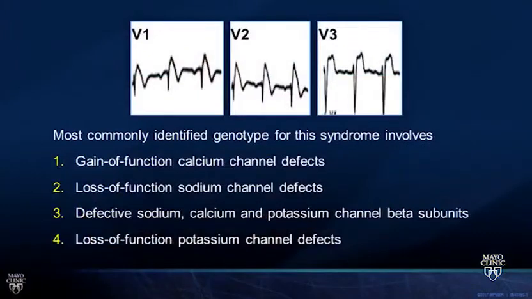So the first one is, look at those three leads and say the most commonly identified genotype that causes this ECG: a gain of function calcium channel defect, a loss of function sodium channel defect, a defective sodium, calcium, and potassium channel beta subunit, or loss of function potassium channel defects.